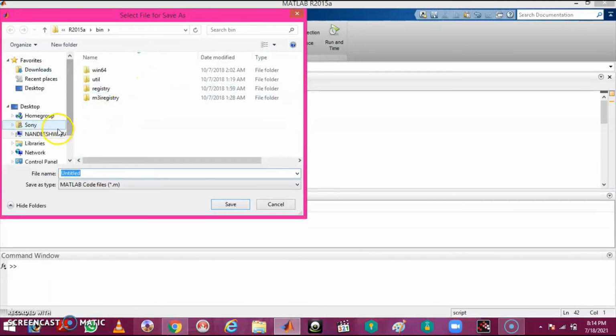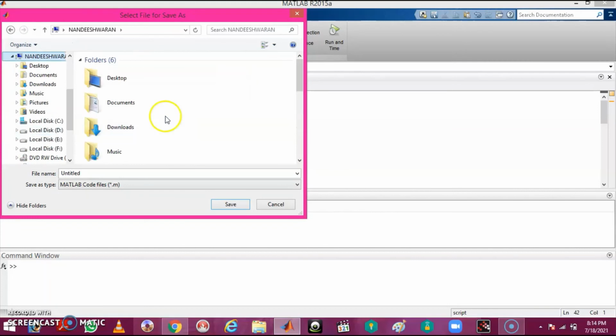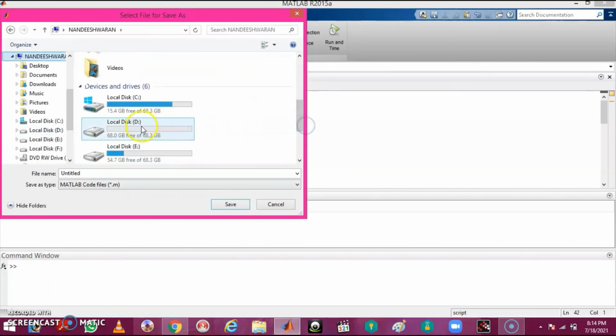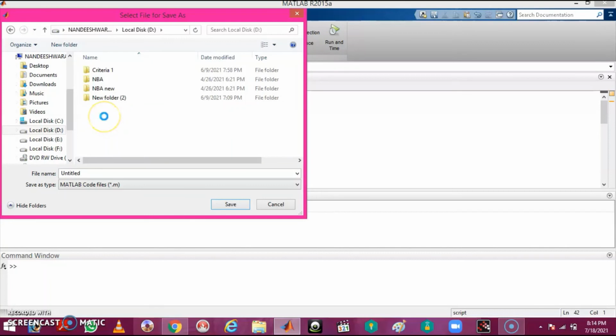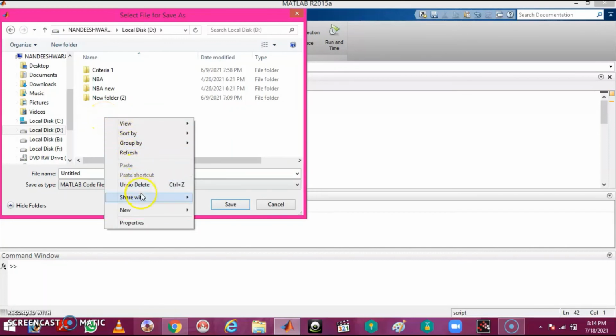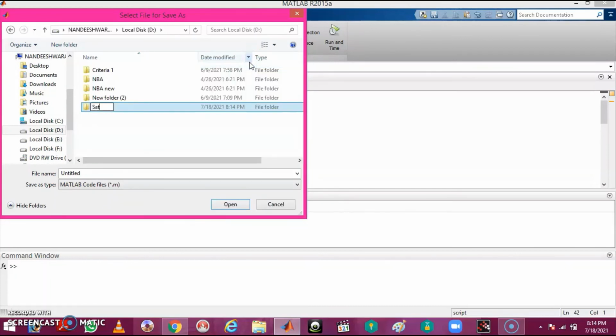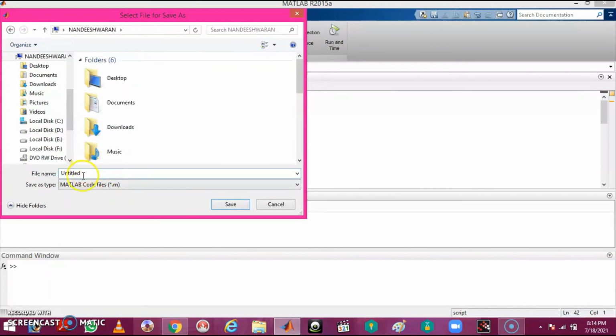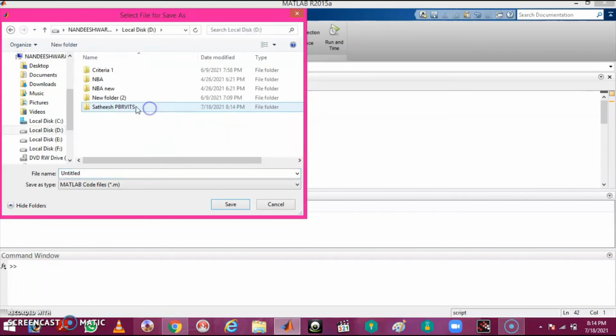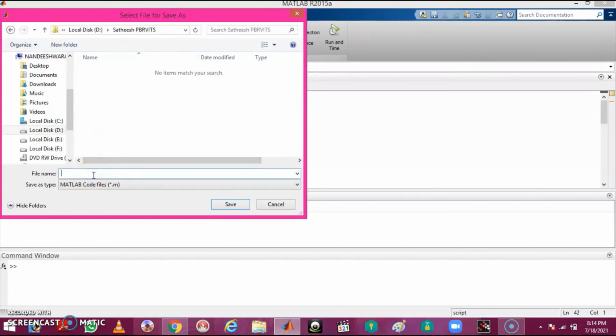Now I am going to My Computer, and in My Computer, in the D drive, I am going to open one folder in my name. I am typing with my name, Satish PBR Wits. Actually it is in the D drive. There I am going to save the program.